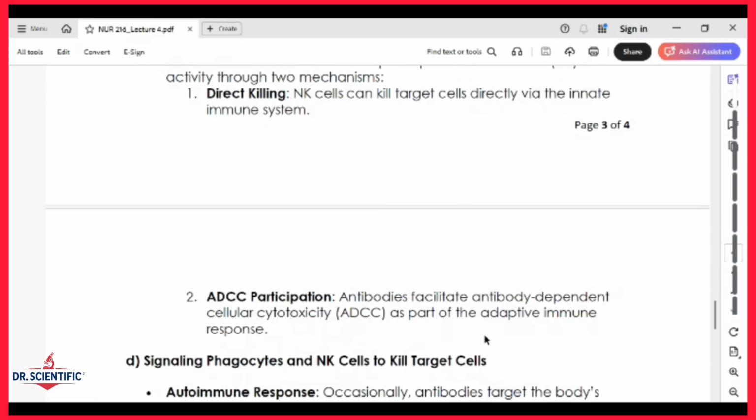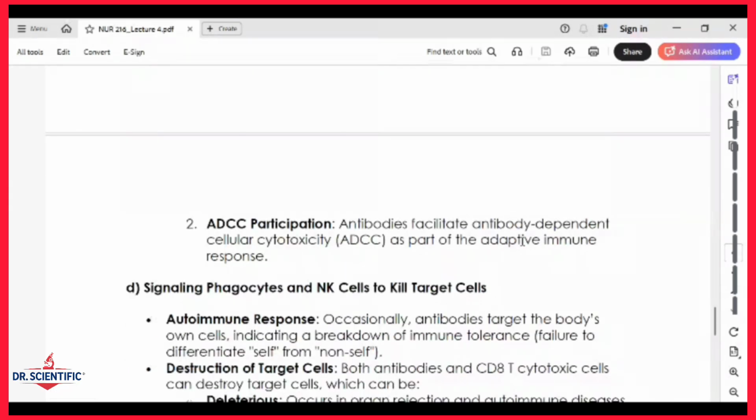So I said we have four types of hypersensitivities. And one of the types of hypersensitivity that does not involve cells is called ADCC. So we'll discuss this in detail when we look at hypersensitivity. Hypersensitivity is just one topic away, so we should be able to cover that.